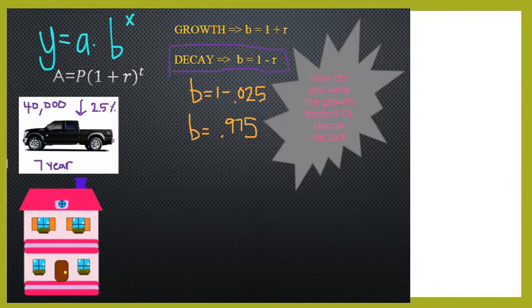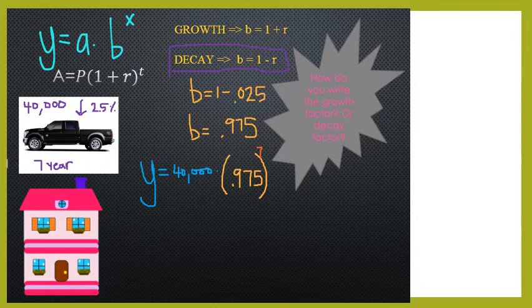Okay, so that's my B. So I'm going to go ahead and plug this into our situation. So here we go. Y equals A, my starting amount is 40,000, times B, so this is my B. I usually put it in parentheses, but you don't have to. 0.975, and we're going to raise it to the exponential power, which is our time. In this case, our time is 7 years.